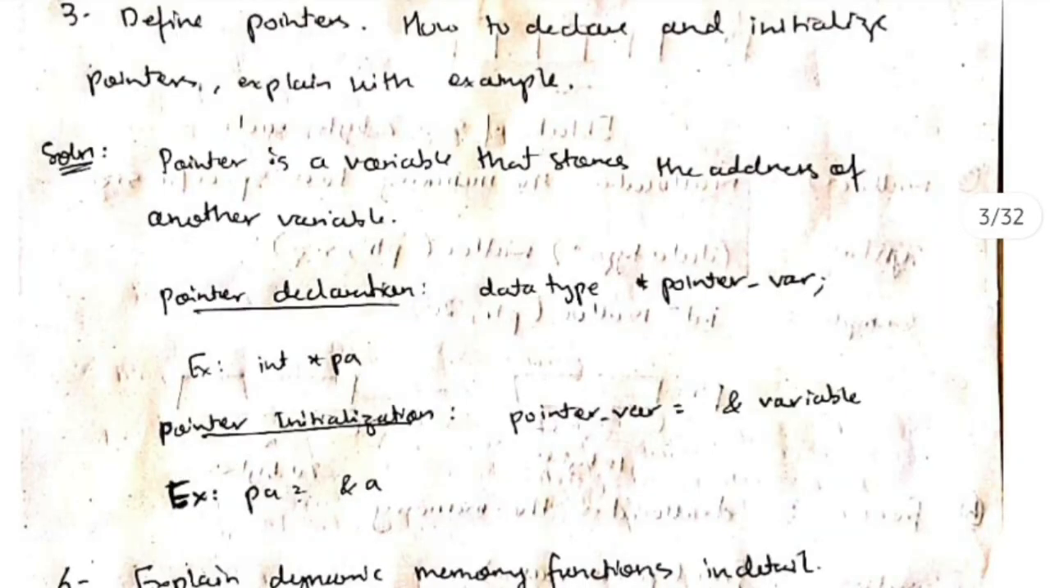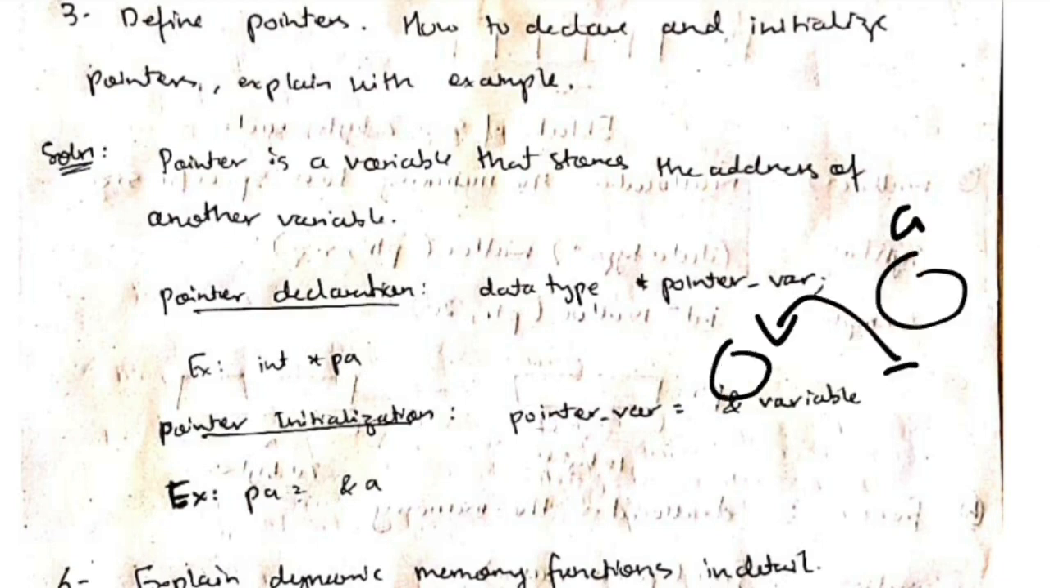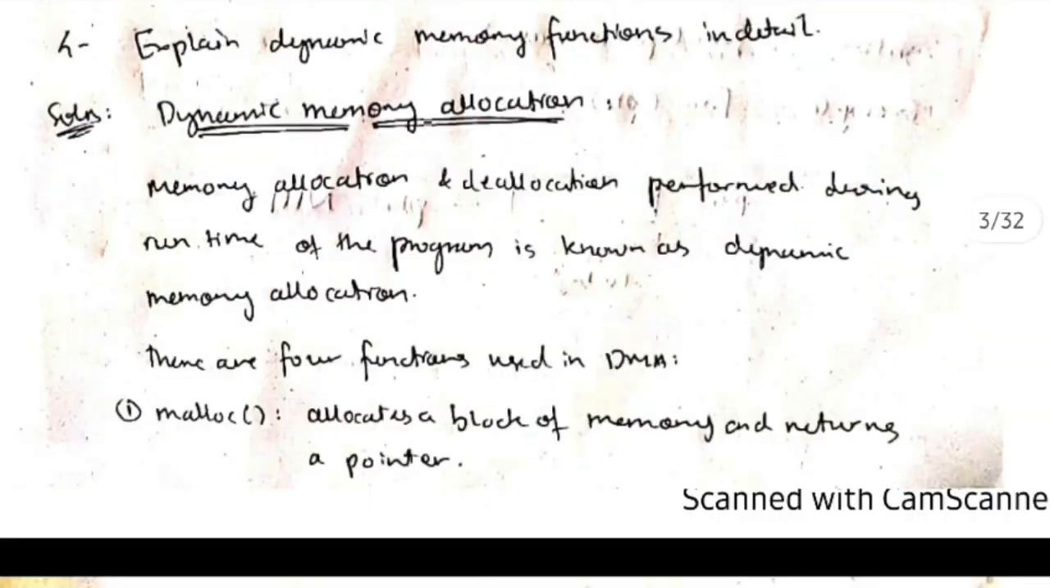What's a pointer? Suppose there is a variable and it has a memory address, and that address is stored in another variable; that is known as a pointer. The declaration is of this type: if you want to store the address of an integer variable, you use int *pa. Star denotes the pointer, and the initialization is pa = &a. Ampersand returns the address of the variable, and that will be stored in pa.